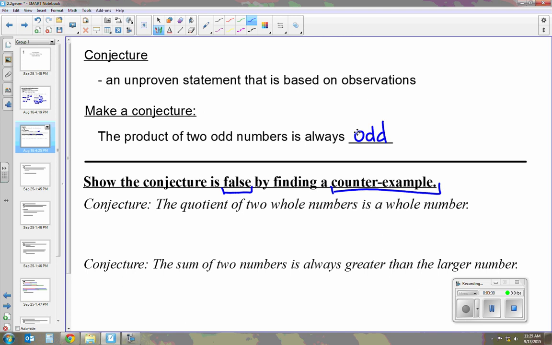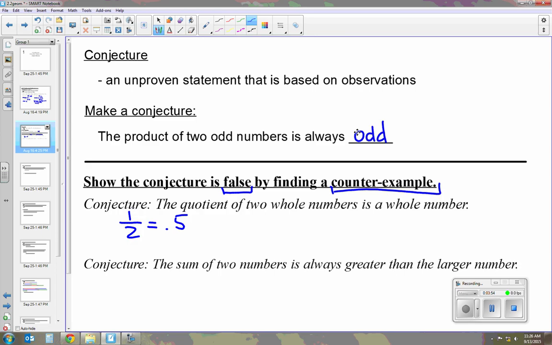So our first conjecture says the quotient of two whole numbers is a whole number. Allow me to think of a whole number. 1 and 2. Those are two whole numbers. And the quotient means divide. So 1 divided by 2 is actually half. And 0.5 is not a whole number, so that is my counterexample proving this conjecture false. Okay, let's do the next one.